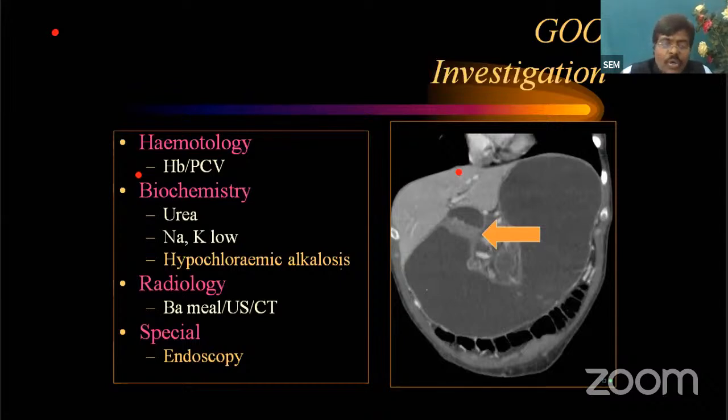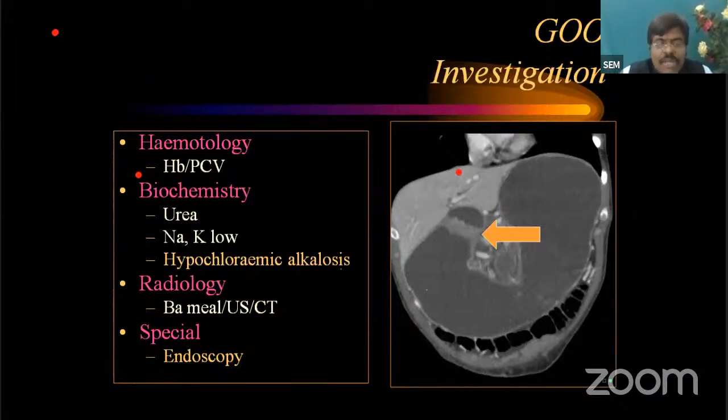Unless the patient has very low potassium, there is no need to give potassium to start with, because our body will correct the potassium. Potassium is mainly intracellular. In the extracellular space, it is the sodium and the chloride you are worried about. So hypochloremic alkalosis is the very important biochemical change you will find.